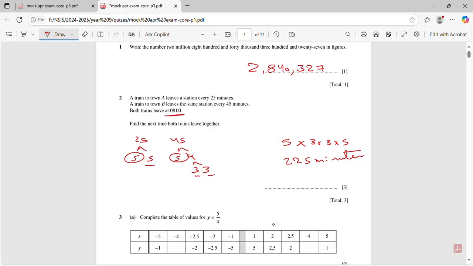So I will divide it by 60, by the way. I will look at 180, which is 3 hours. It's 180, and there remain 45 minutes. So it will be 3 hours, 45 minutes. Added to the 8, it will be 11:45.